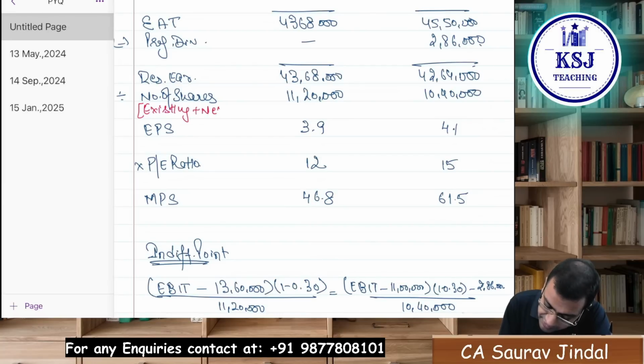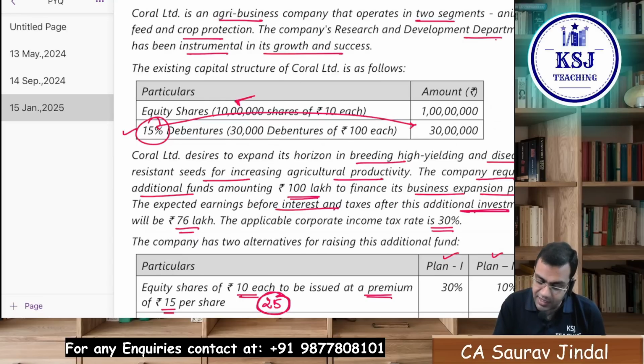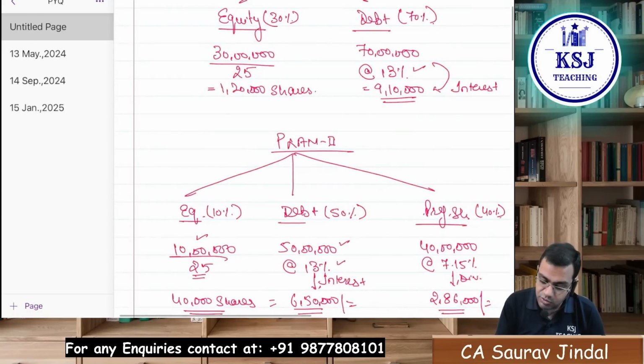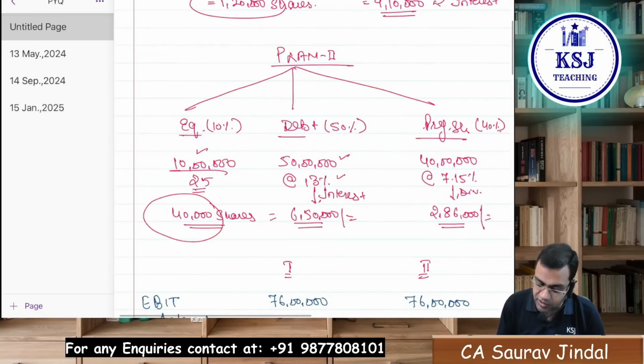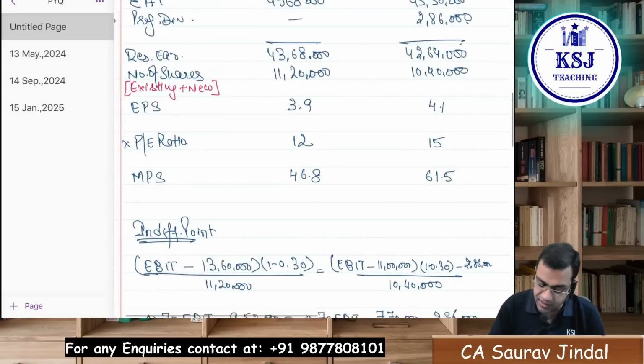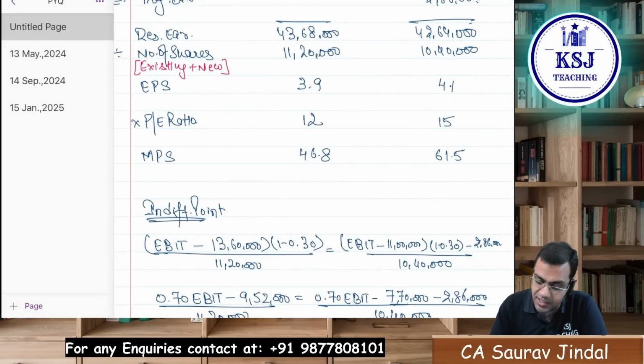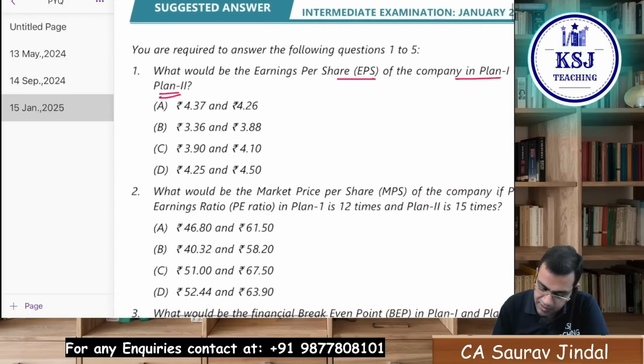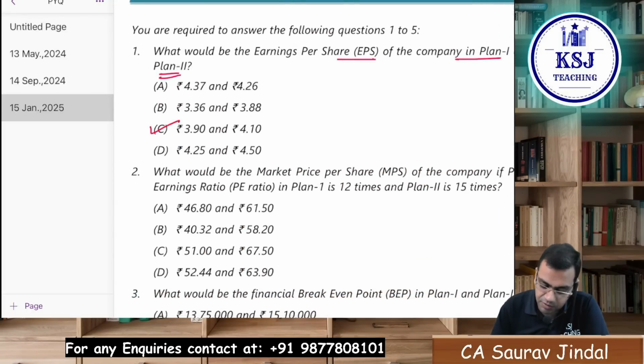Existing shares is 10 lakh shares, as given in the question, plus the number of new shares being issued. Here we have seen new shares are 1,20,000 and 40,000. So in the first plan it will be 11,20,000, and in the second plan it will be 10,40,000 total shares. That is what we have taken here. Number of shares, EPS you will get 3.9 and 4.1. This is the requirement of part A, 3.9 and 4.1, that is option C.